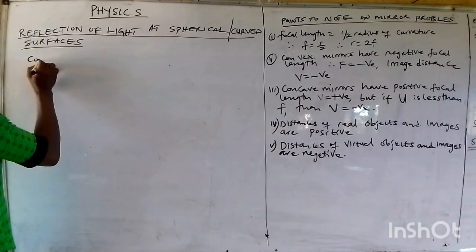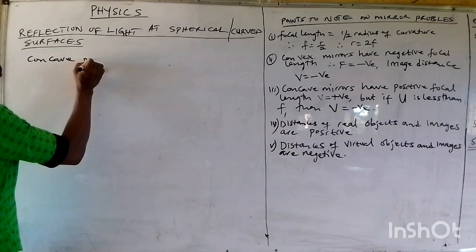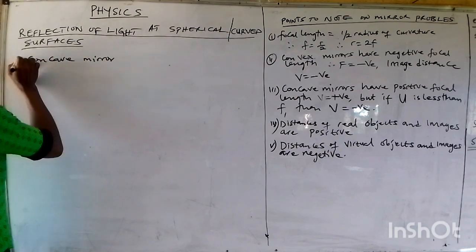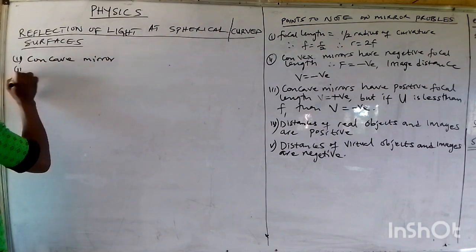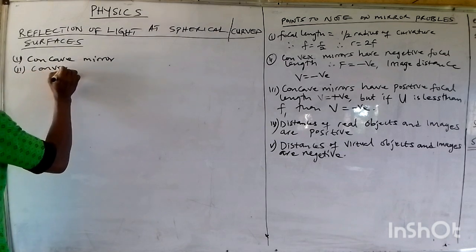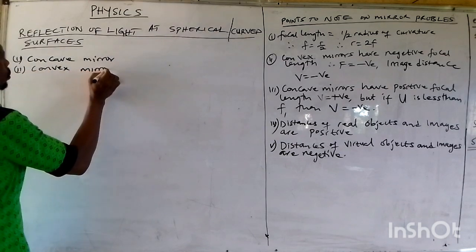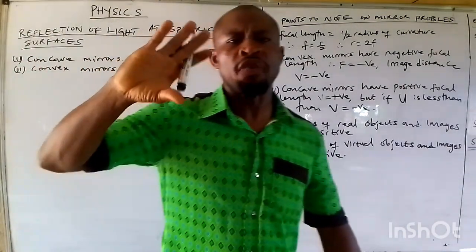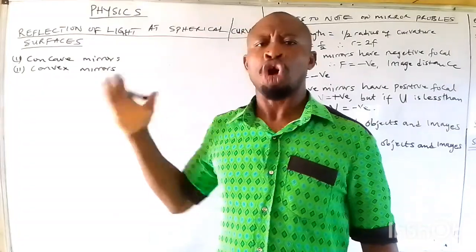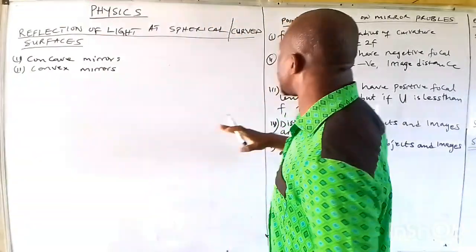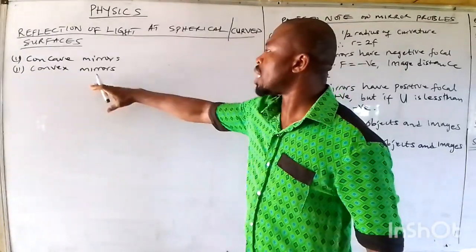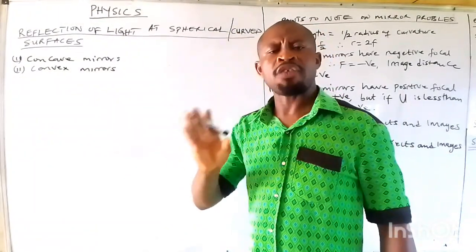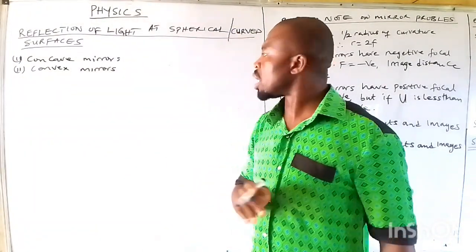We have a concave mirror, and we have the second one, convex mirror. Okay, we're not going to look at the formation of image by these mirrors. We just want to look at some vital points about concave mirrors and convex mirrors.